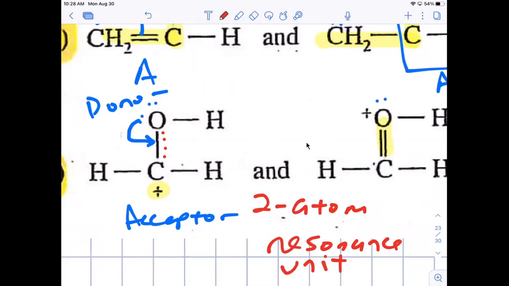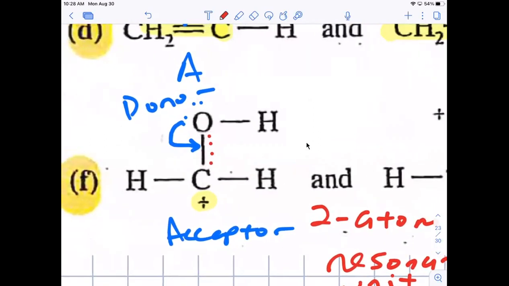Now, here's the other question. What functional group is this on the left? What class would it fall into? I just have a carbon with a sigma bond to a hydroxyl group. It's an alcohol. Is that right?